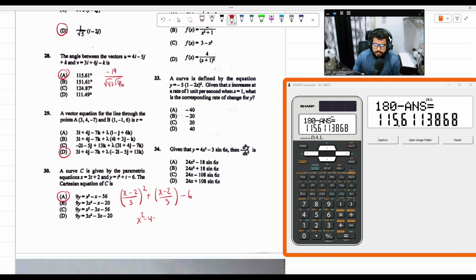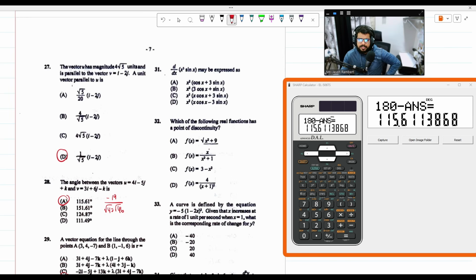X squared minus 4x plus 4 over 9, plus x minus 2 over 3 minus 6. So multiply everything by 9. When I multiply by 9, this is going to be 3x minus 6. So minus 4x plus 3x is going to give me minus x. So A is the answer.